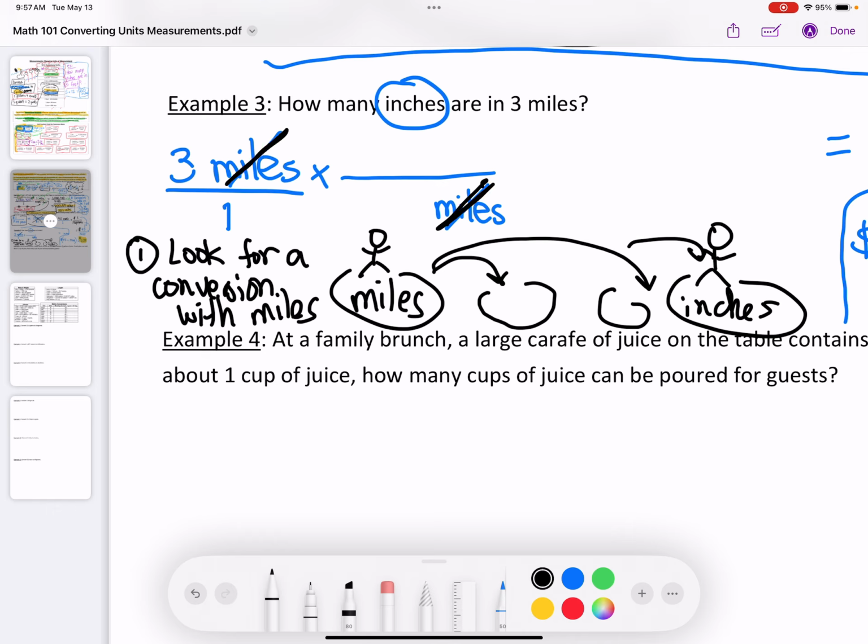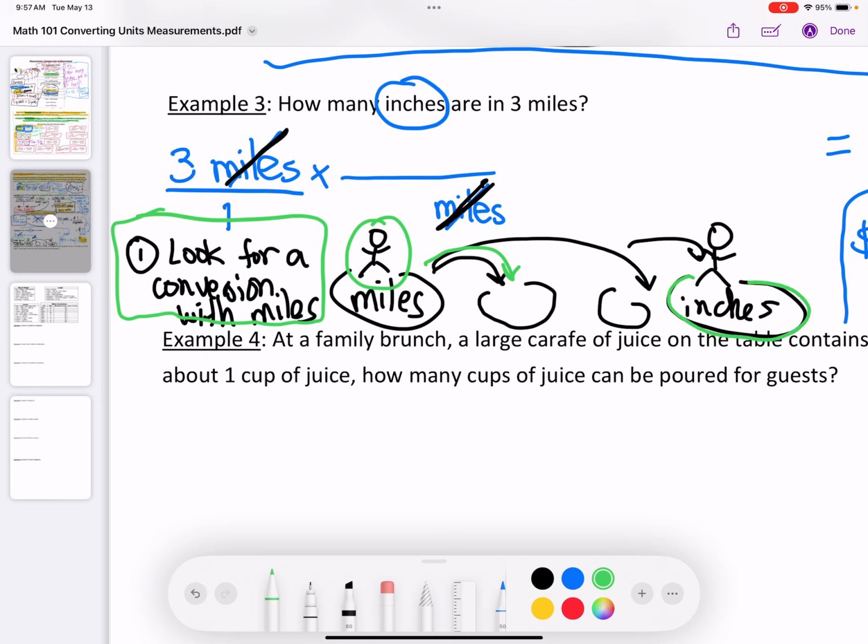Maybe I'm not going right to inches, but I for sure need to get rid of miles first, and then I can worry about, well, how am I going to get to inches eventually? So it's kind of like in this analogy here, I need to make sure I step off the miles rock to move forward towards where I want to go. I want to eventually get to this inches rock.